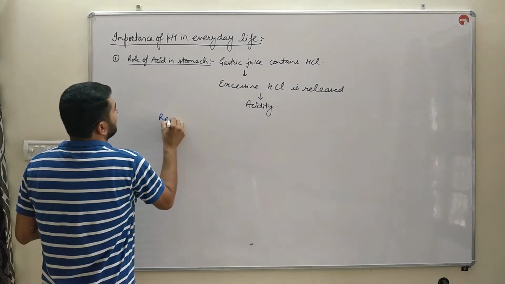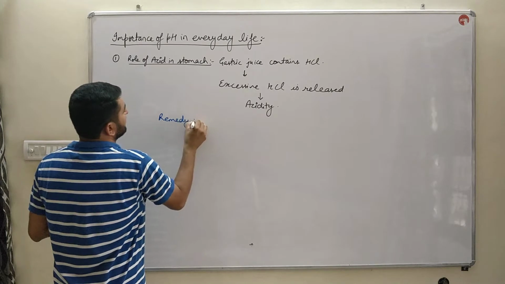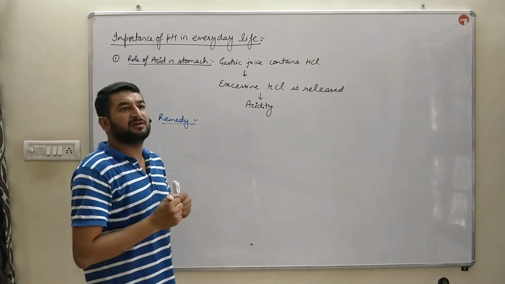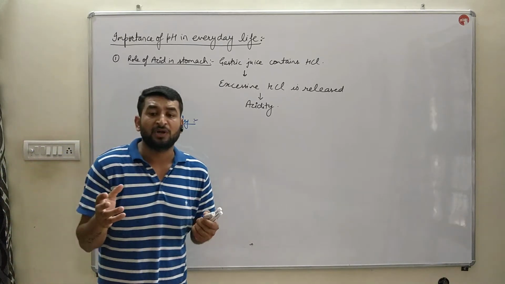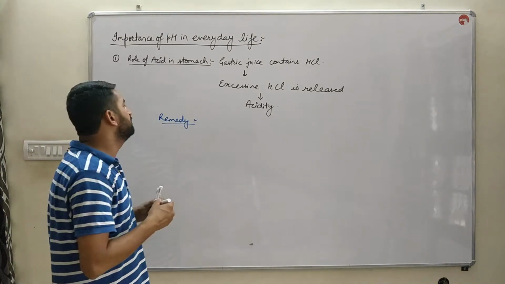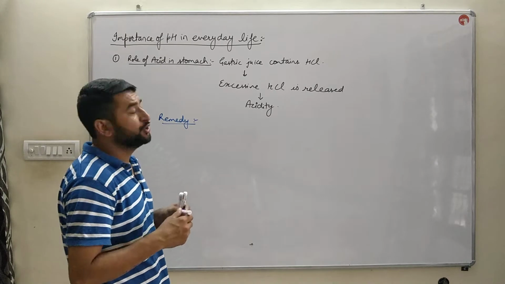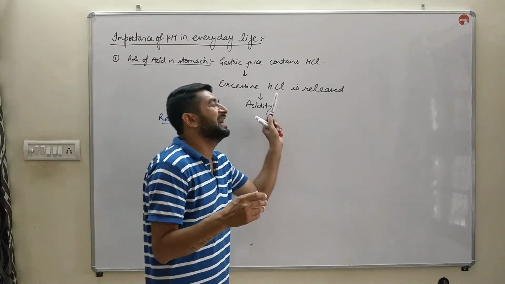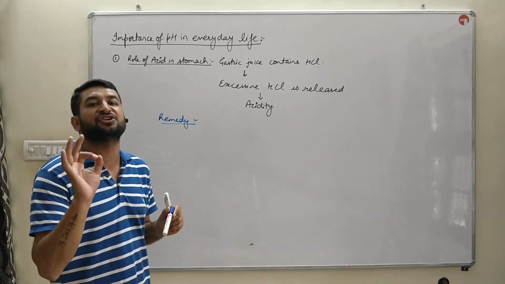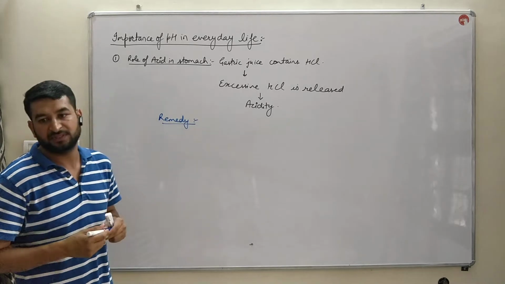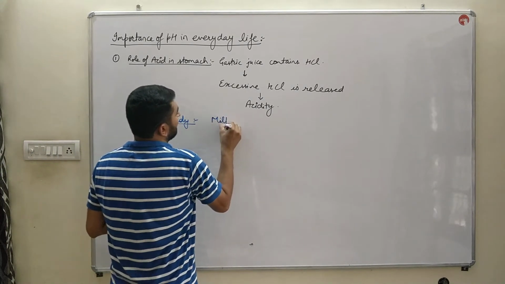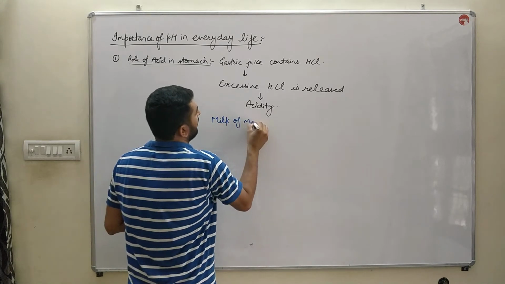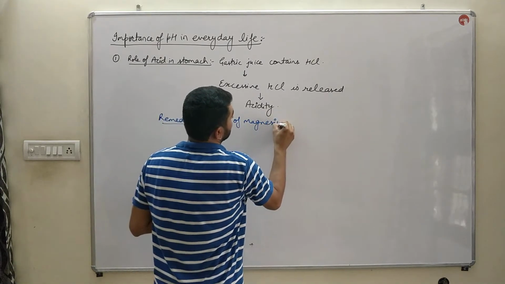What is the remedy for it? We use certain medicines like Digene or Eno. These contain bases in them. Those bases react with the acid and a neutralization reaction occurs. So the remedy we take is a weak or mild base like milk of magnesia.